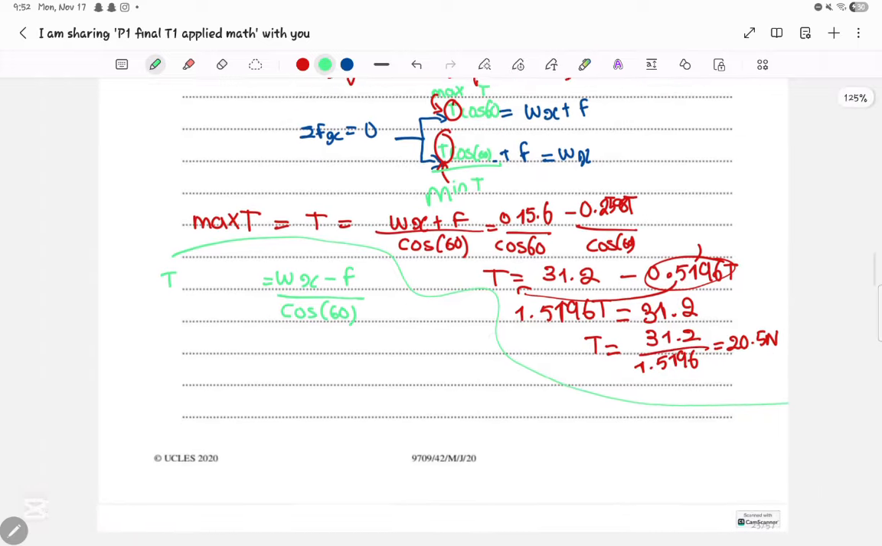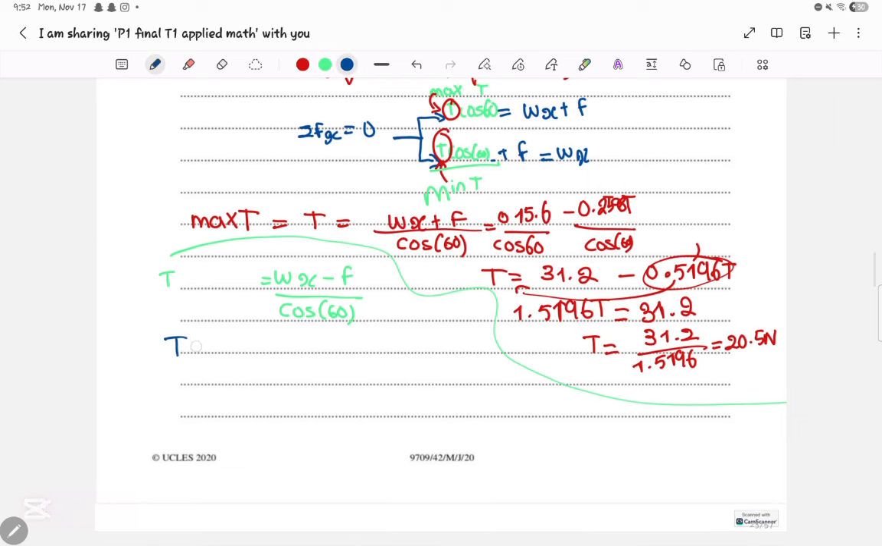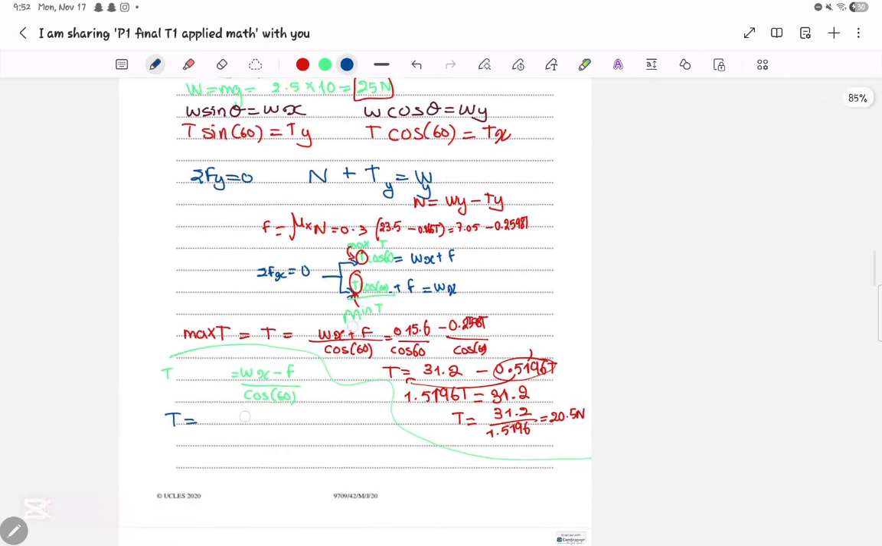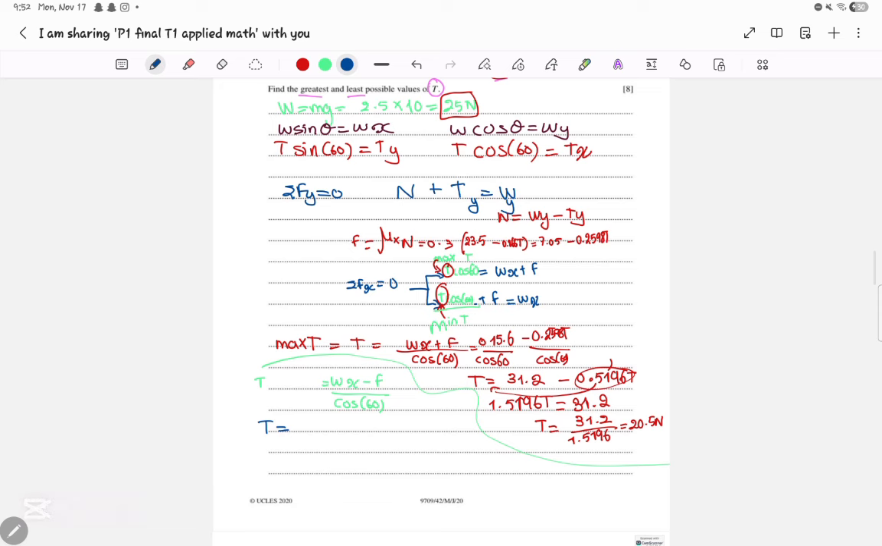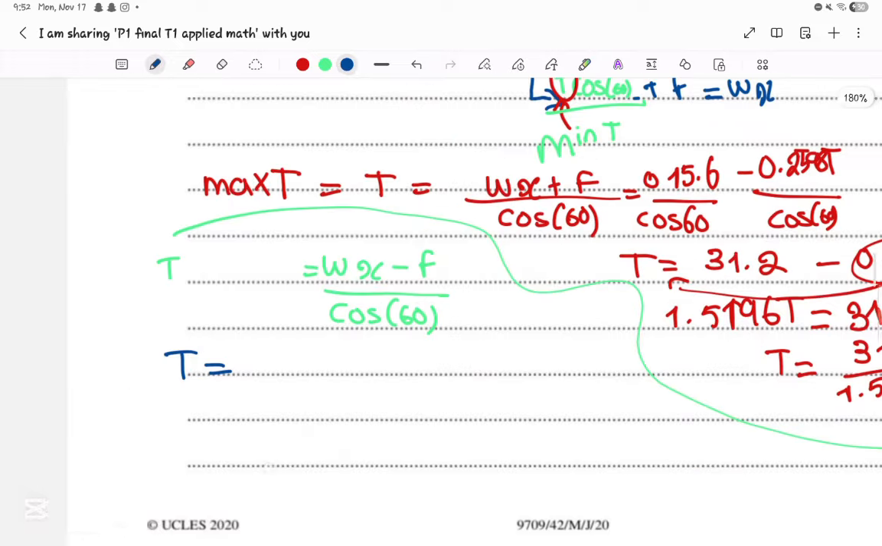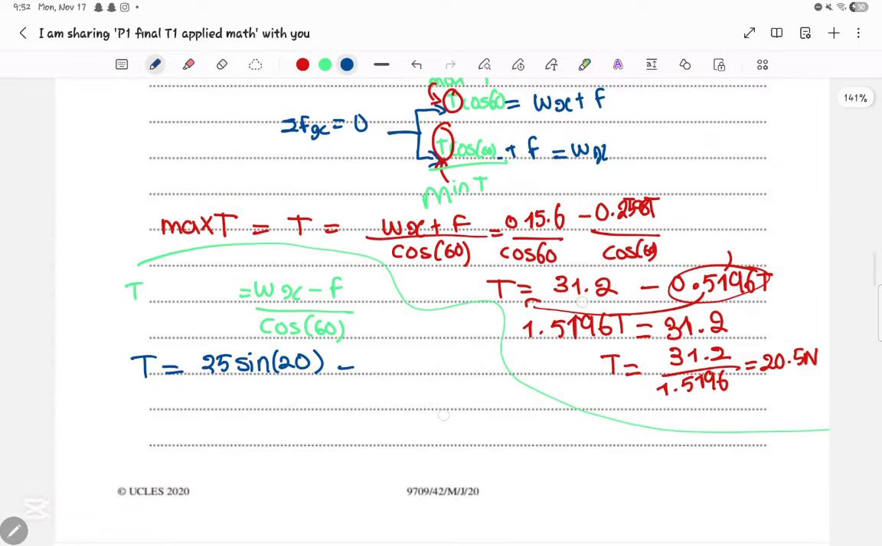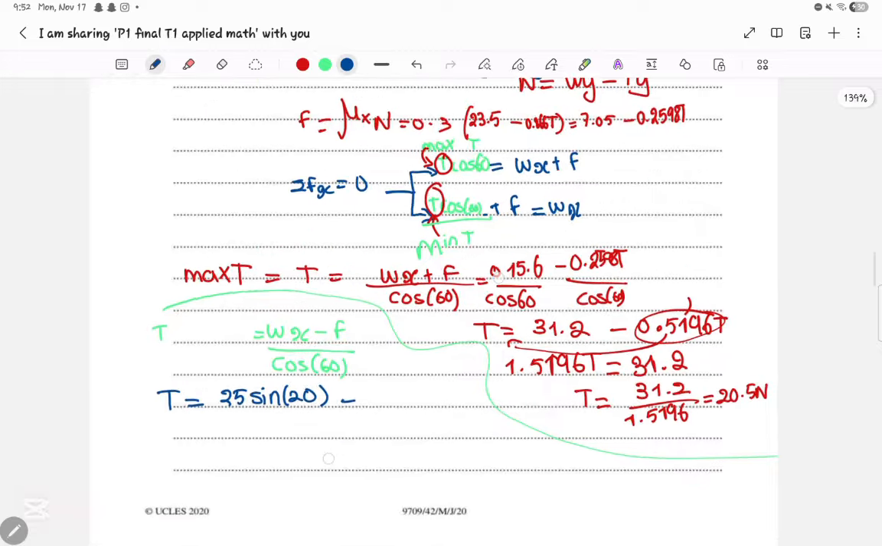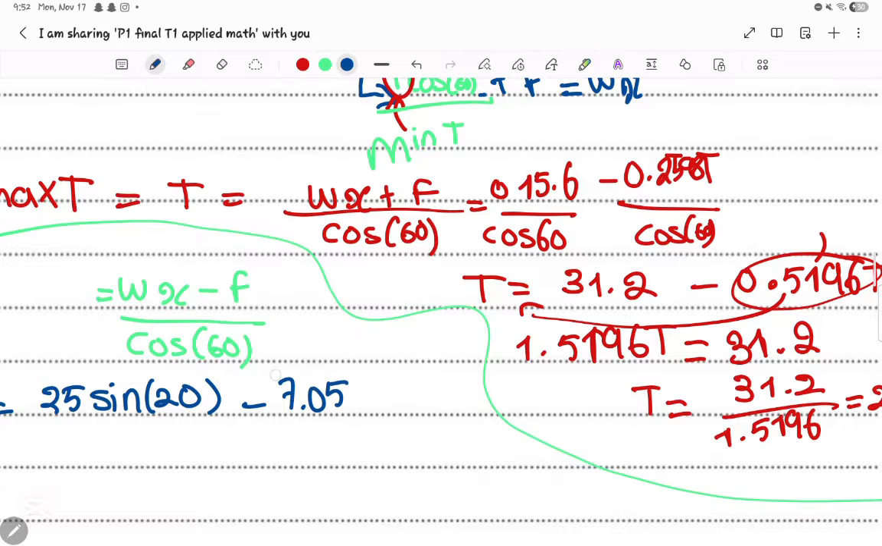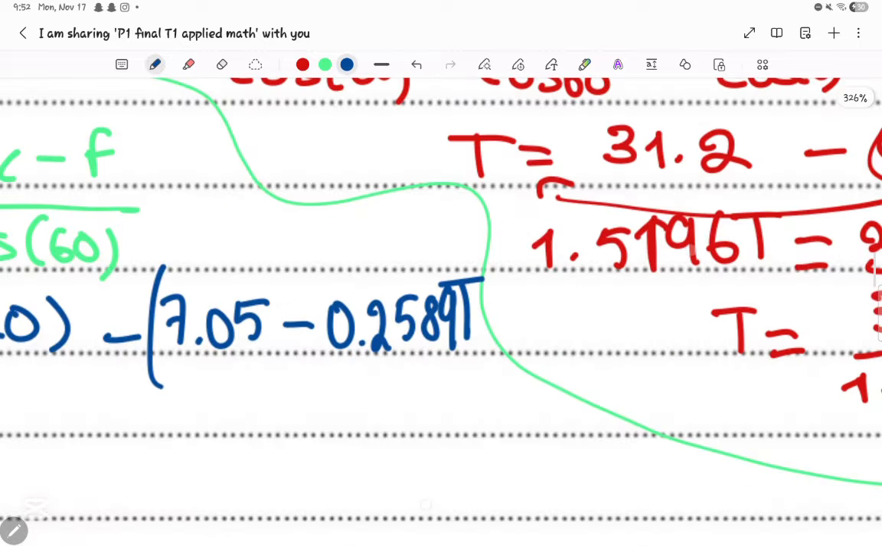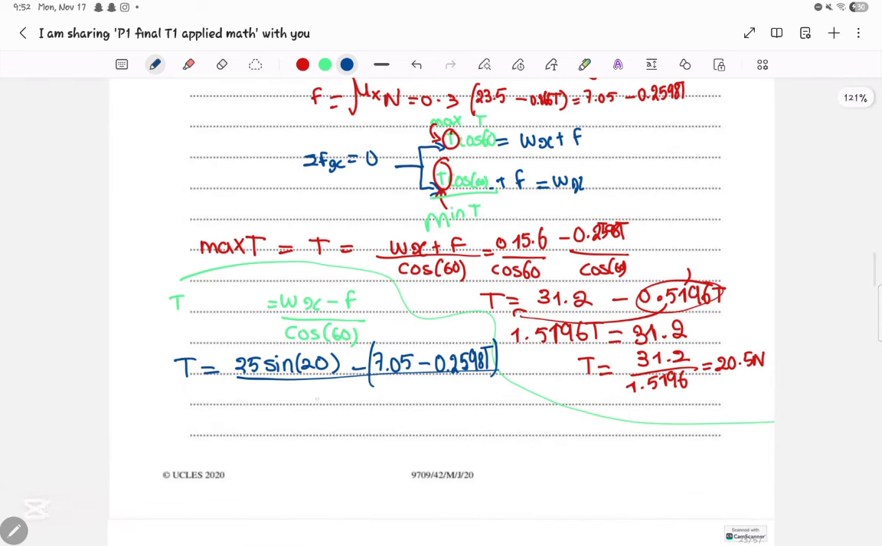So what would that mean? That would mean T is equal to Wx. What's Wx? Wx is W sine theta, so 25 sine 20 minus my frictional force, which is 7.05 minus 0.2598 T. Let me put that so I don't forget. All of it over what? All of it over cosine 60.